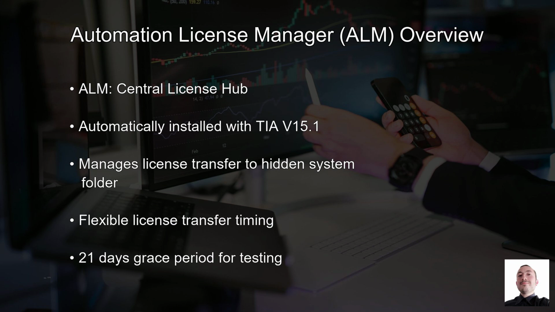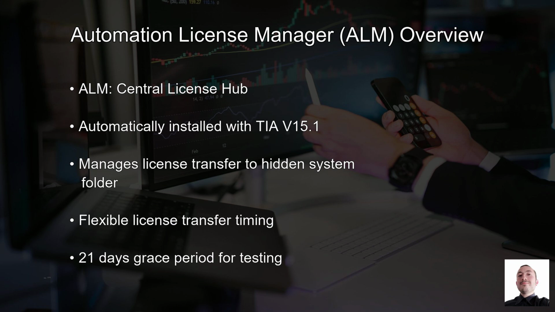This tool is crucial because it handles the transfer of licenses from your USB dongle to your computer's hidden, system-protected folder. It's important to note that this folder is not visible to you, reinforcing the necessity of using ALM for any license management tasks. You have the flexibility to transfer your license before, during, or after the installation of the development system, but if it's your first installation, you must install the system software first to get ALM on your machine. Personally, I recommend transferring the license post-installation to ensure all software packages are correctly installed and tested.